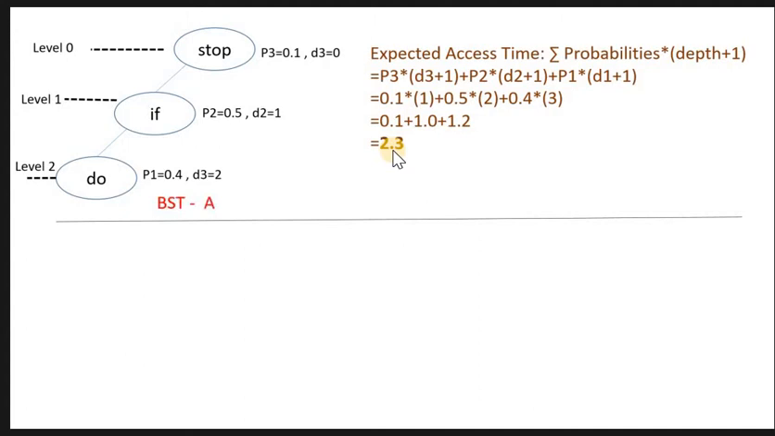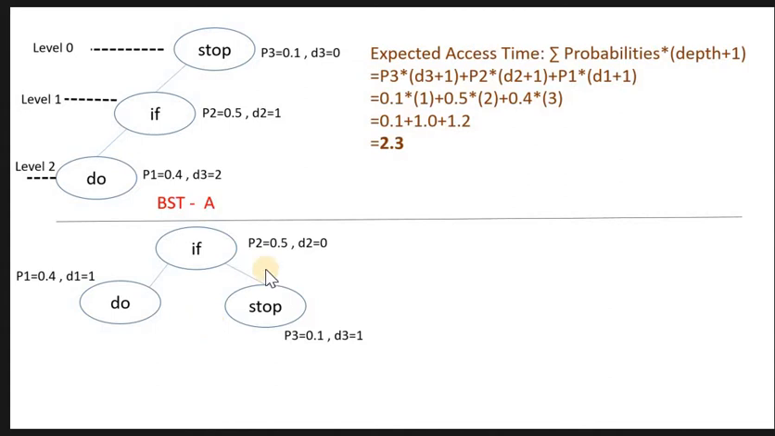This is your first binary search tree with stop as a root node. Now we can think of another binary search tree with if as a root node. If you choose the second symbol, or second word, as a root node, do is coming on the left side whereas stop is coming on the right side. If you observe this, this is a balanced binary search tree.